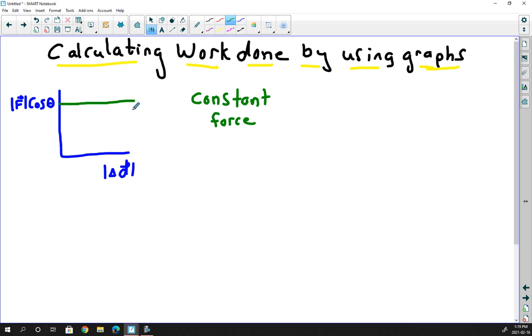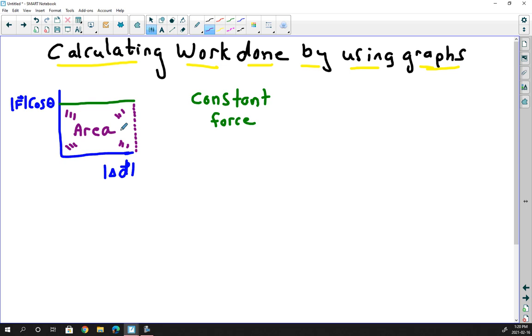Now, how am I going to get work? What am I going to do to this graph to calculate work? Well, what you do is you simply calculate the area of the graph you made. So if the object was experiencing this constant force for, I don't know, 1, 2, 3, 4, let's say for 5 meters. So for 5 meters worth of displacement, this object was experiencing this force. What you do is you calculate the area.